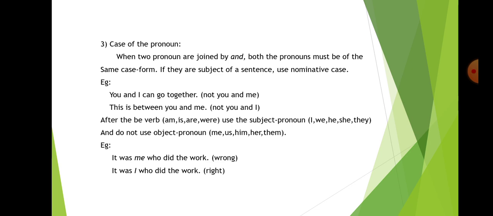After the be verb, am, is, are, was, were, use the subject pronoun I, we, he, she, they, and do not use object pronoun me, us, him, her, them. For example, it was me who did the work. It is wrong. So, it was I who did the work. This is the correct sentence. So, the right sentence is, it was I who did the work.